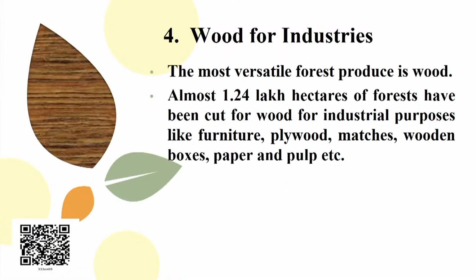The next cause of deforestation is wood for industries. The most versatile forest produce, we know, is wood, and almost 1.2 lakh hectares of forest have been cut for wood for industrial purposes like furniture, plywood, matches, wooden boxes, and the paper and pulp industry. The paper industry accounts for 2% of the country's total annual wood consumption. 50% of this comes from bamboo wood, leading to depletion of bamboo stocks.